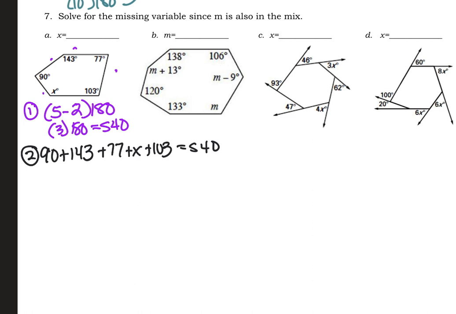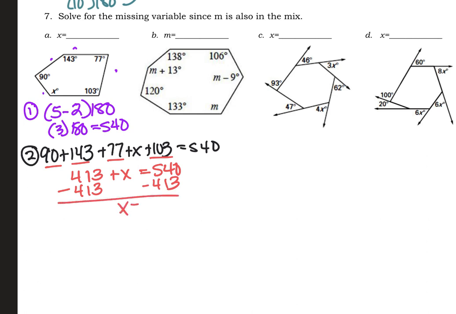All right, we'll go ahead and combine like terms. We have 90, 143, 77, and 103. All right, we add those together. We get 413 plus x equals 540. All right, we'll subtract 413 from both sides.